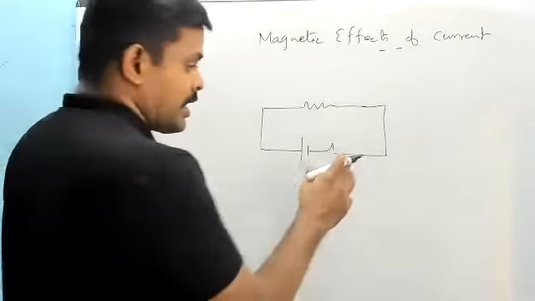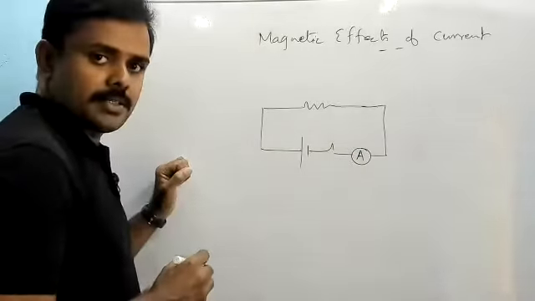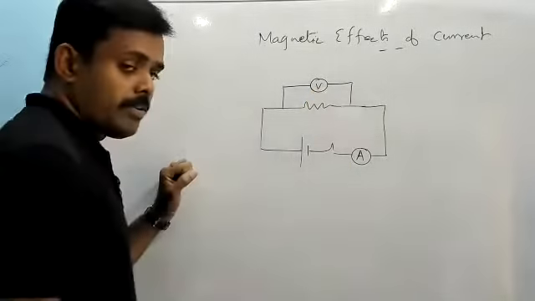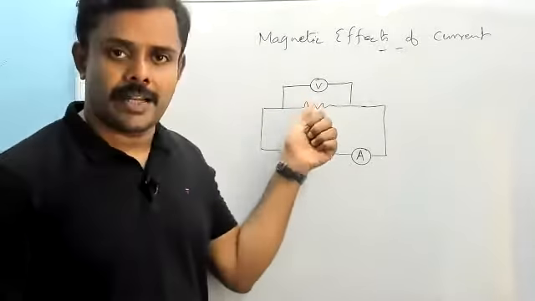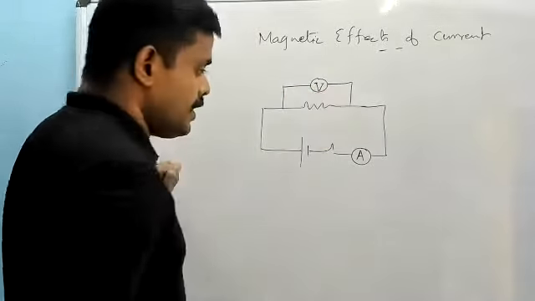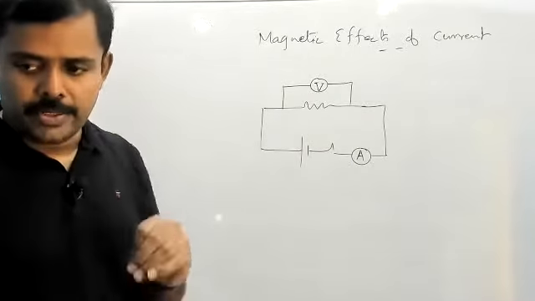Okay, if I want to measure the current, I'll connect the ammeter in series, while the voltmeter is always connected in parallel. Can you tell me why? Voltmeter is always connected in parallel. We have discussed this in class. Voltmeter is always connected in parallel while ammeter is connected in series. There is a particular reason for this. I'll tell you. Look at this.